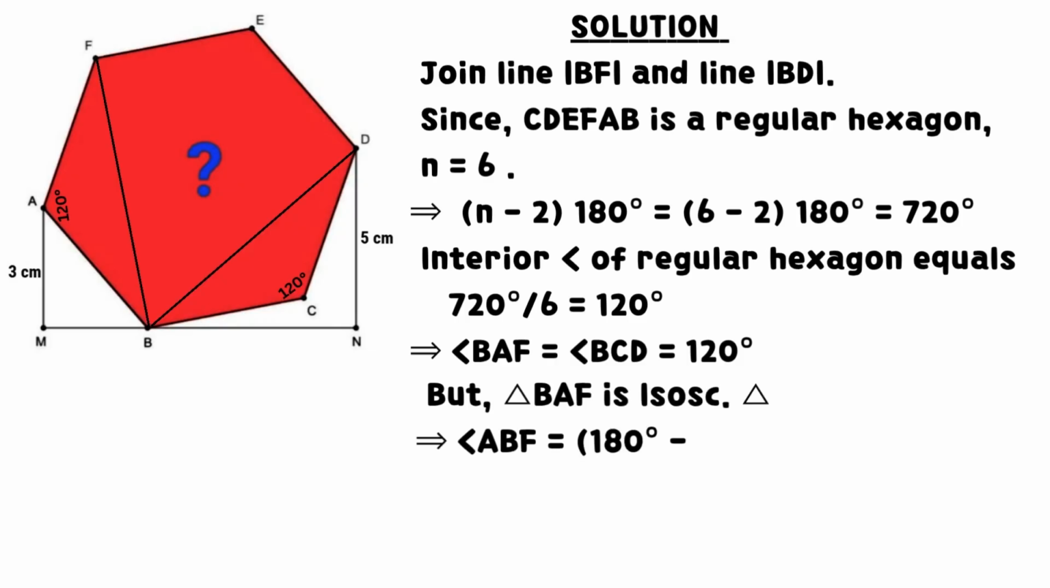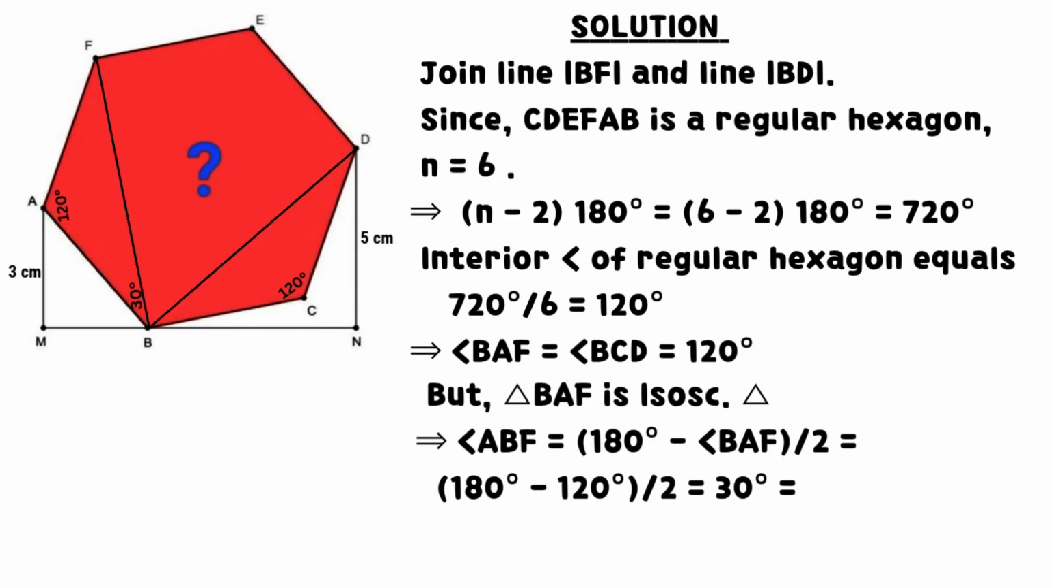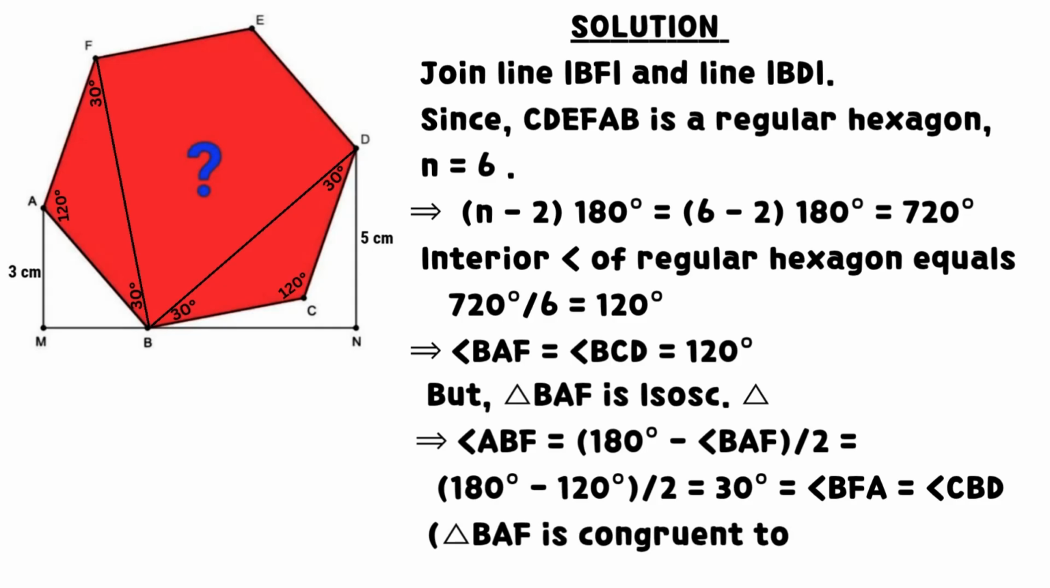Triangle BAF is an isosceles triangle. This implies that angle ABF equals half of 180 degrees minus angle BAF, which equals half of 180 degrees minus 120 degrees. The result is equal to 30 degrees, which equals angle BFA and angle CBD, respectively. The reason is that triangle BAF is congruent to triangle BCD.